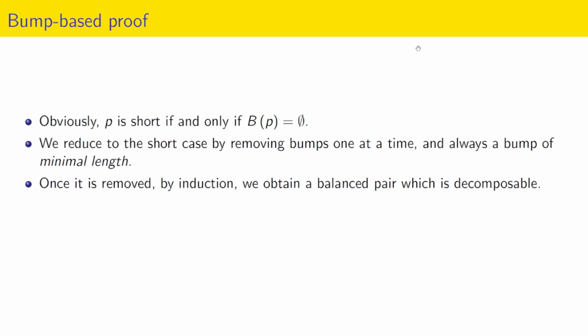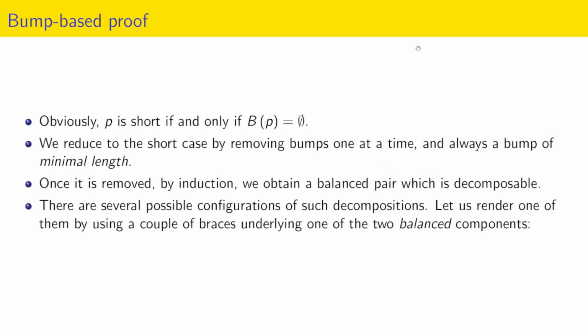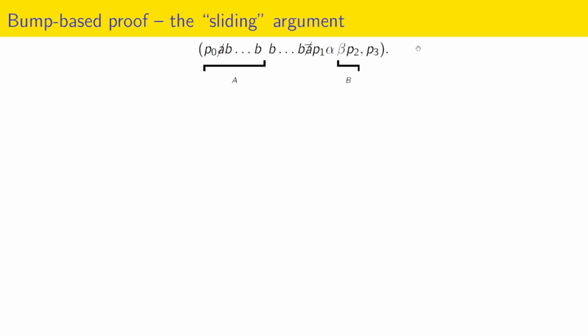So if you take the induction assumption, of course, once we remove any bump, in particular a minimal one, we obtain a balanced pair which is decomposable. This could be decomposable in several ways. Remember, you only need to have at most two cuts. So you have a lot of possible ways in which by removing a bump you have a decomposable pair. I take one possible configuration here.